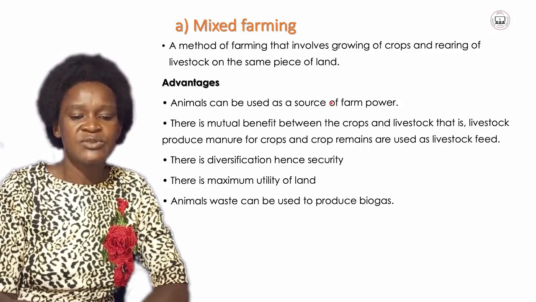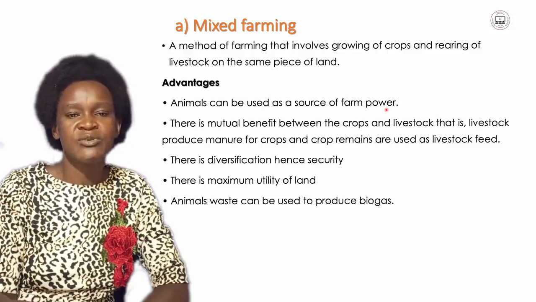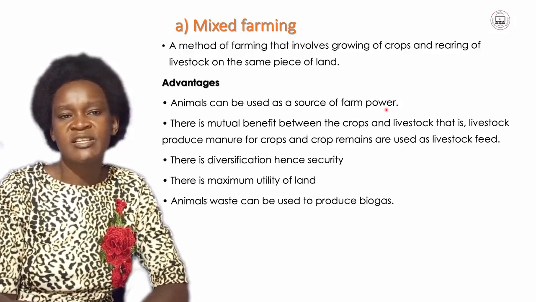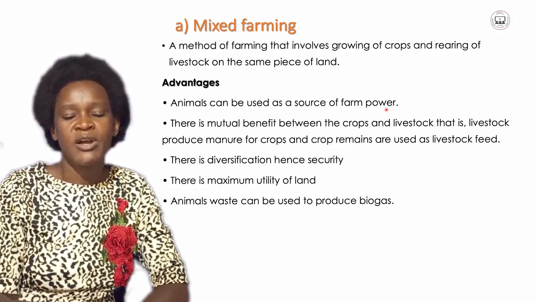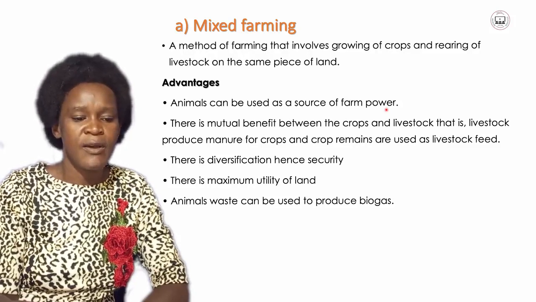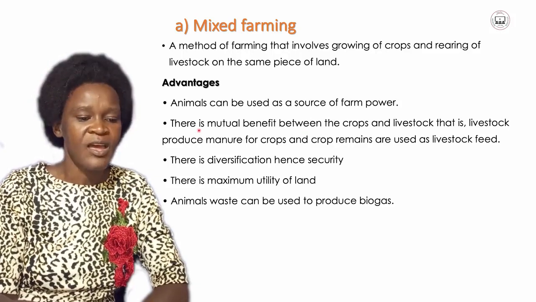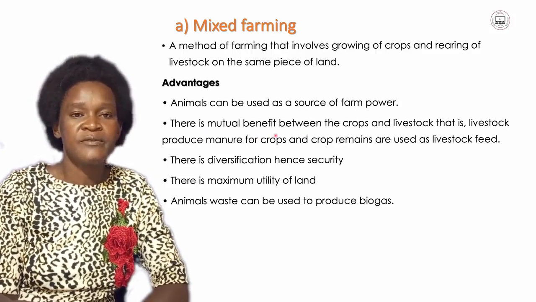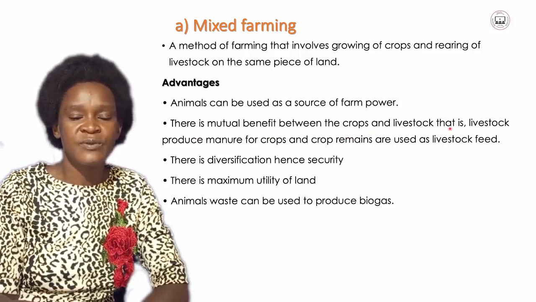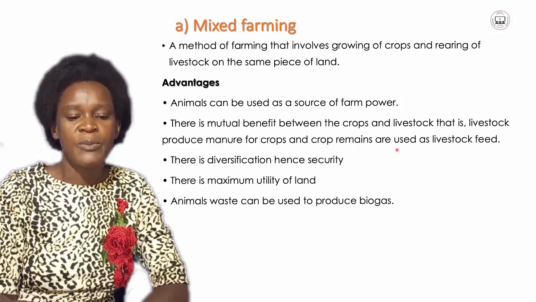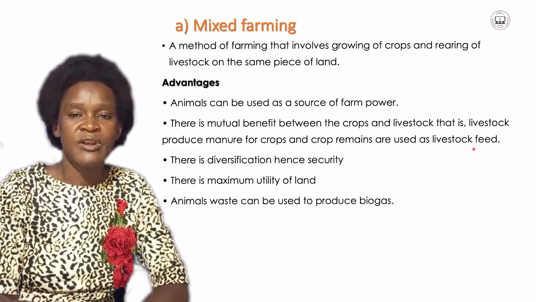Animals can be used as a source of farm power. You have crop enterprises, then you also have animal enterprises, so you can easily get farm power from the animal enterprises, so that they can be used, let's say, in crop enterprises. And also there is mutual benefit between the crops and livestock. That is, livestock produce manure for crops, and crop remains are also used as livestock feed. So there is mutual benefit.